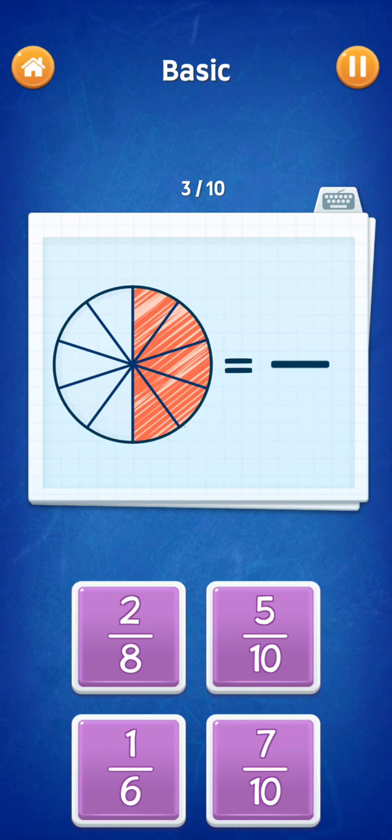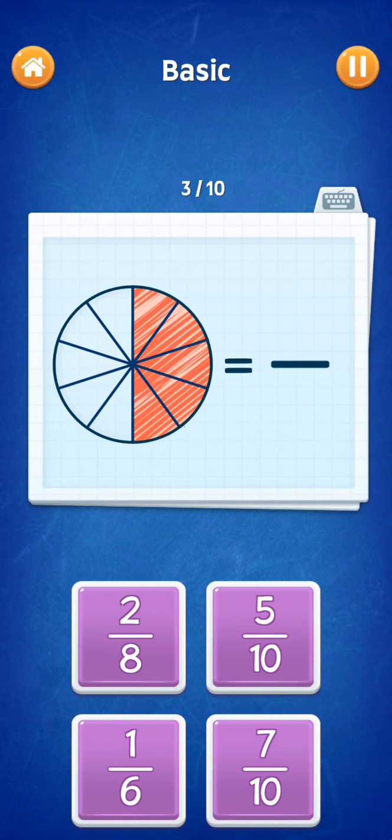Okay, children, like that examples and all. Now, here you have how many boxes? 1, 2, 3, 4, 5, 6, 7, 8, 9, 10. In 10 boxes, how many boxes are colored with red color? There are 5 boxes colored with red color. So, what is the answer? The answer is 5 out of 10.